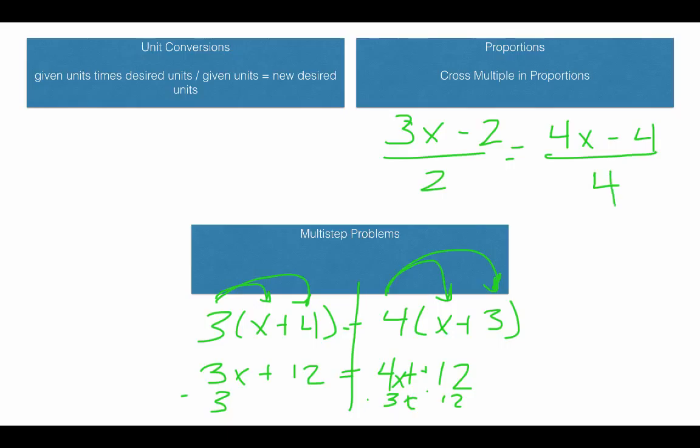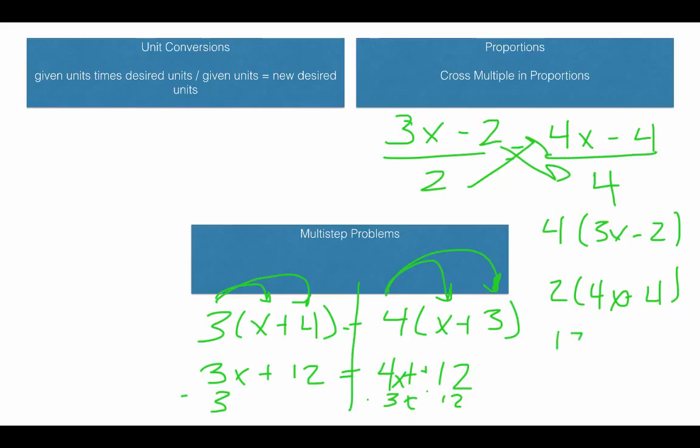Alright, so as you do that, you'll cross multiply across here. Alright, so we get 4 times 3x minus 2 equals 4x minus 4. And I'm running out of room here. So I'll just distribute and set them equal. 12x minus 8 equals 8x minus 8.